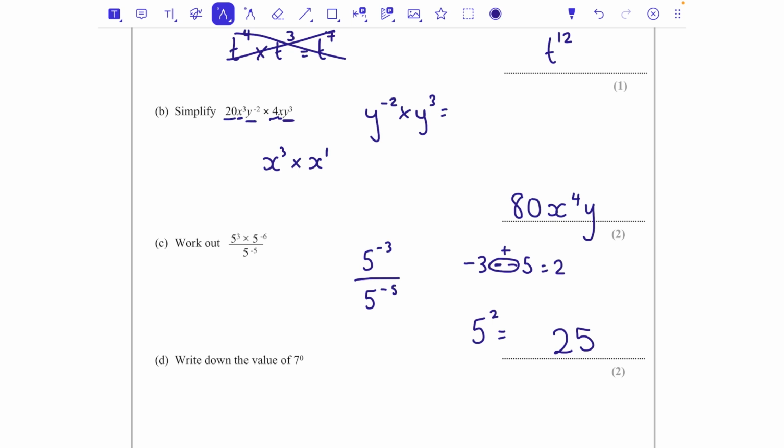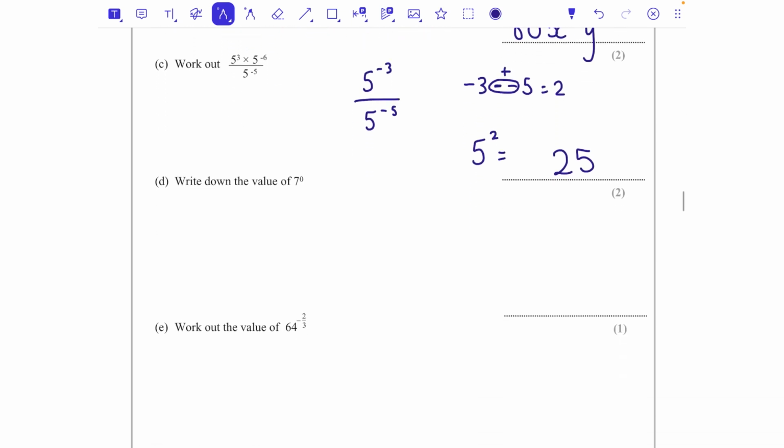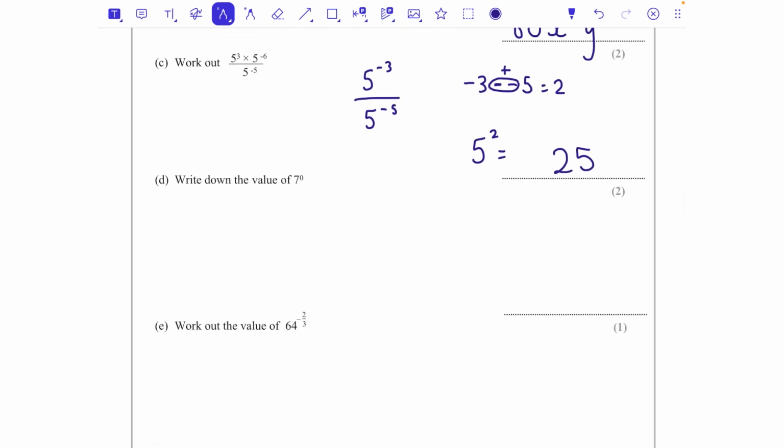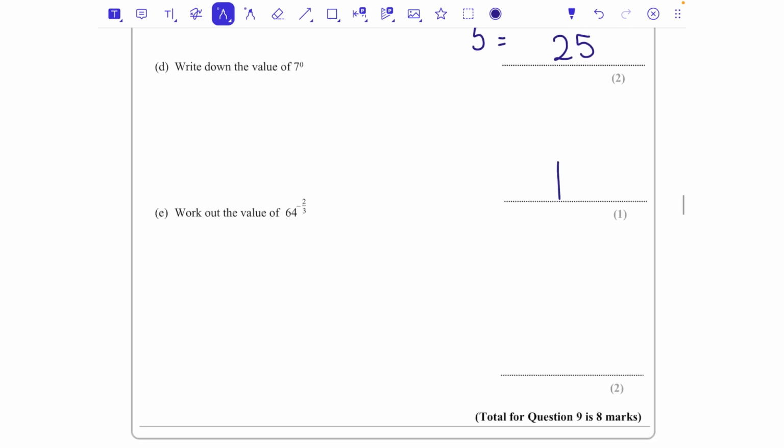So 25 is my final answer for that one. And for part D, work out the value of 7 to the power of 0. Anything to the power of 0 is 1. So our answer there is 1. And part E, we've got a negative and fractional indice. So that's going to be 64 to the power of minus 2/3.